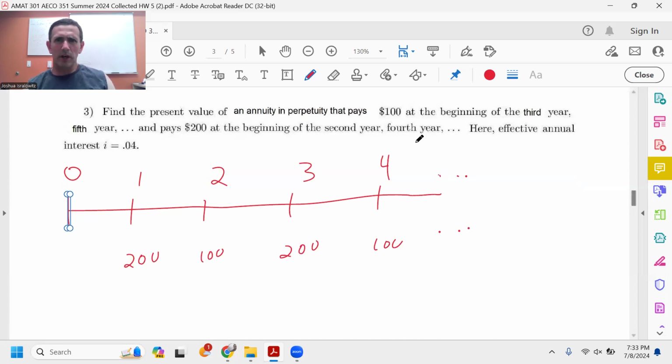Yeah, it really helped. First of all, the beginning of the 3rd year is T equals 2. Beginning of the 5th year, T equals 4. 200 at the beginning of the 2nd year, T equals 1. 200 at the beginning of the 4th year, T equals 3. Beginning of the 1st year would be T equals 0, because the 1st year is 0 to 1, 2nd year 1 to 2, etc. But I'm not telling you there's anything at the beginning of the 1st year.